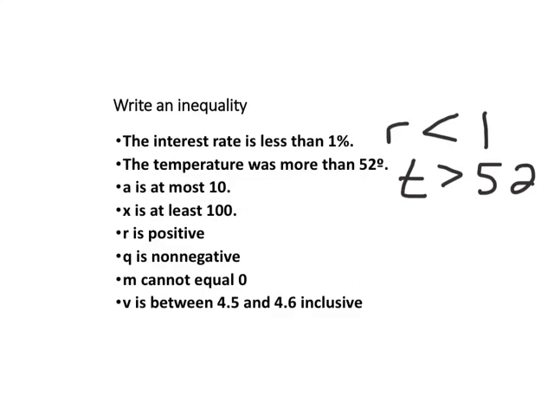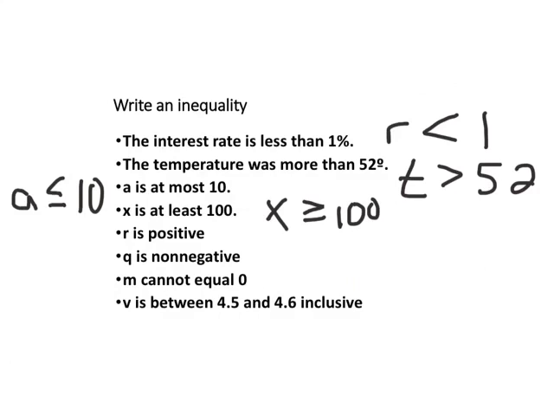A is at most 10. So if A is at most 10, that means A has to be less than or equal to 10. Once again, at most is one of those kind of tricky phrases. It's less than or equal to. X is at least 100. That means X is greater than or equal to 100. At least is greater than or equal to.